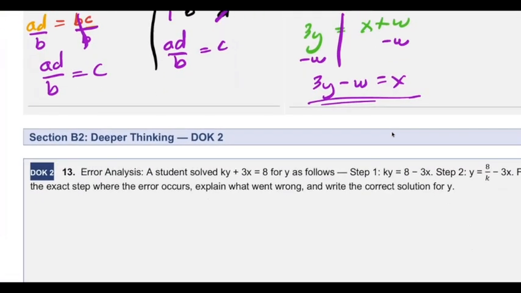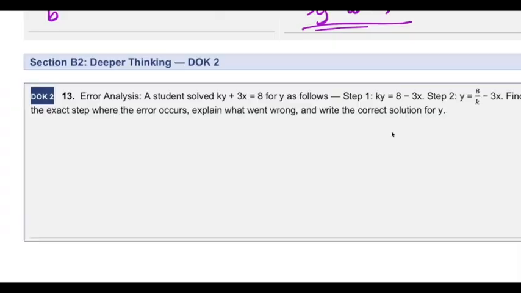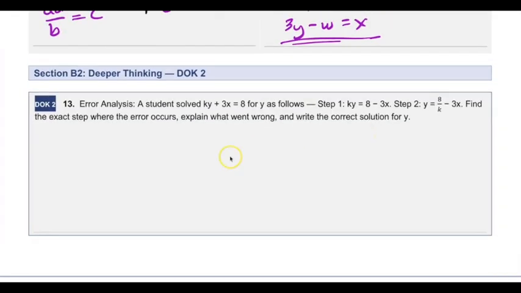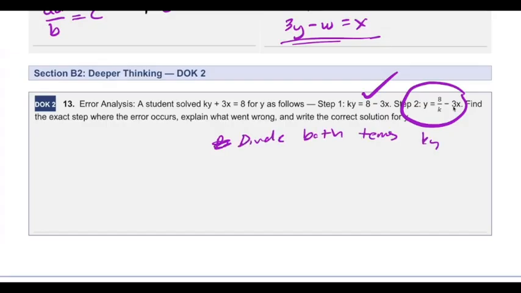A little deeper thinking. Error analysis. The student solved ky plus 3x equals 8 for y as follows. Step 1, ky equals 8 minus 3x. That looks good, no issue there. They subtracted 3x from both sides. Step 2, y equals 8 over k minus 3x. There's the error. What happened here is they didn't divide both terms. You need to divide both terms by k.